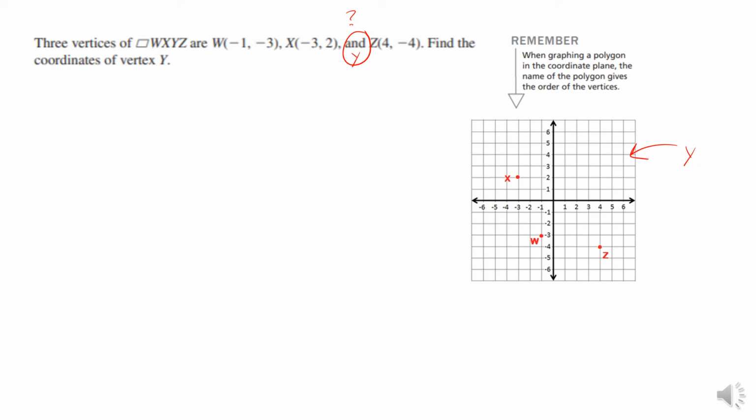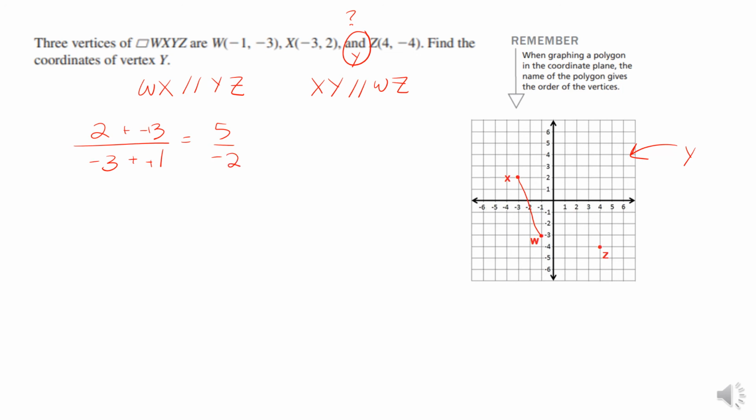So what kind of information can we use to remember how to do this? Well, I know that WX, by definition of a parallelogram, is parallel to YZ, and XY is parallel to WZ. So I'm going to use that information, and I'm going to start by finding the slope of XY, or WX. Okay, so I'm going to use the 2 points that I was given, 2 minus negative 3 over negative 3 minus negative 1. And I simplify that, I get 5. I simplify that, I get negative 2.